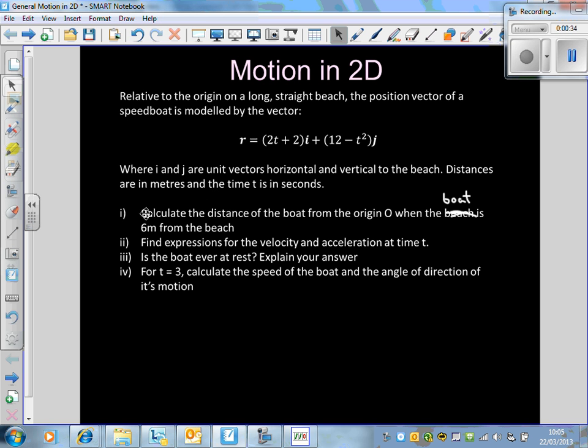Part 1. Calculate the distance of the boat from the origin when the boat is 6 meters from the beach. Calculate the distance of the boat from the origin when the boat is 6 meters from the beach. Yes, I have copied that down correctly. Any ideas?